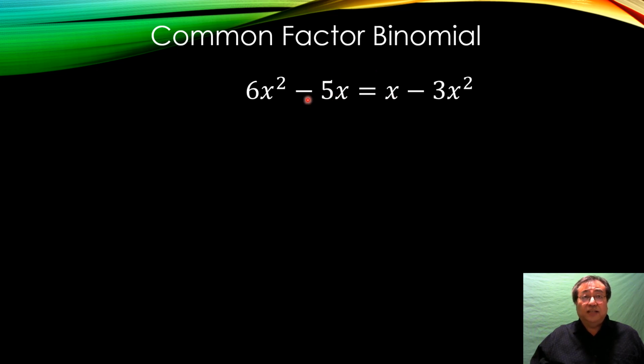When I move the x to the left, that's going to be minus 6x. When I move the minus 3x squared to the left, that's going to be plus 3x, making it 9x squared. So it's 9x squared minus 6x. Once it's equal to 0, we can go ahead and factor.